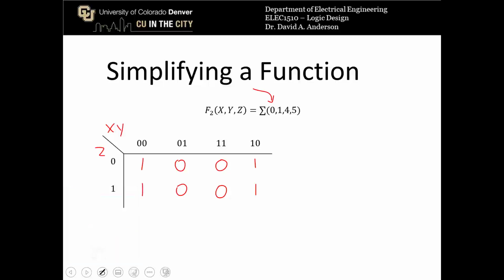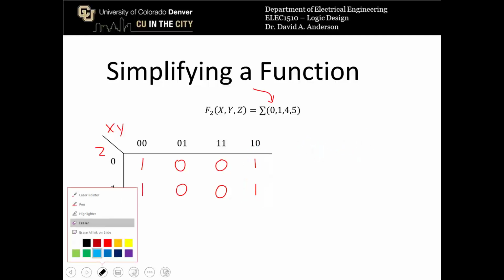Now what you might be tempted to do, simplifying this expression, is to circle these bubbles. And that would give you, let's see, x prime y prime plus x y prime for those bubbles. But that's not an optimized expression, actually.